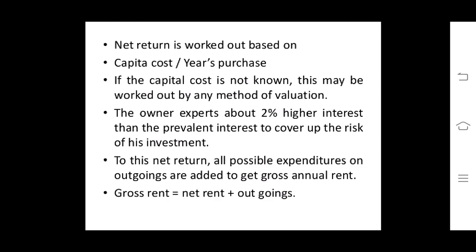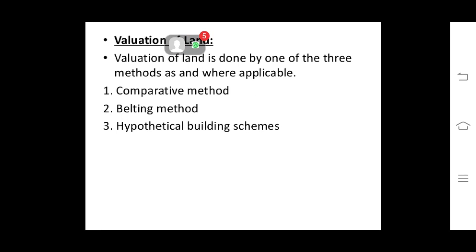Net return is worked out based on capital cost, year's purchase. If the capital cost is not known, this may be worked out by any method of valuation. The owner expects about 2% higher interest than the prevalent interest to cover up the risk of his investment. To this net return, all possible expenditures on the outgoings are added to get gross annual rent. Gross annual rent can be calculated by adding net rent and outgoings.